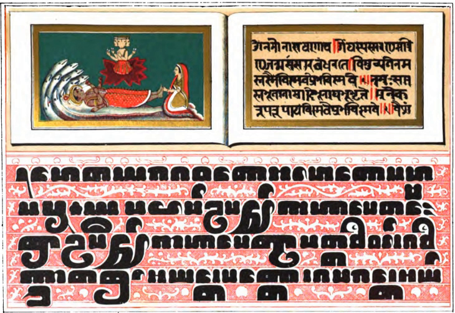T and d may assimilate to a following s or y when a morpheme boundary intervenes. Examples: ut plus sava, ussava; ud plus yana, uyyana.